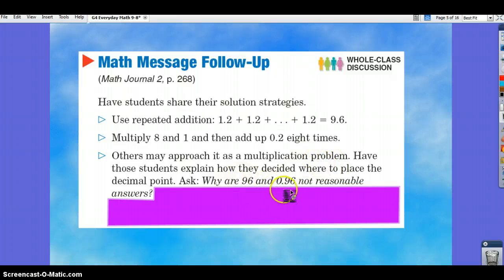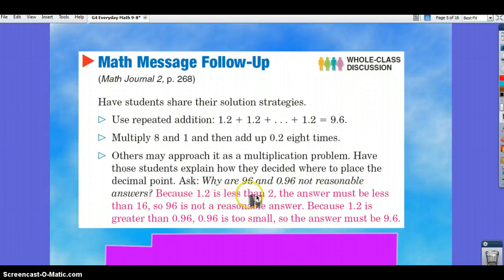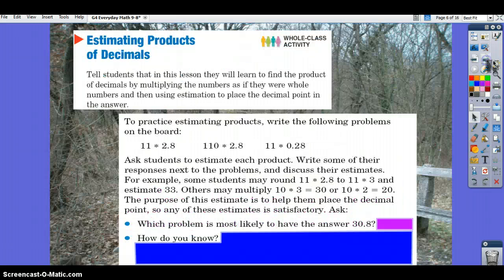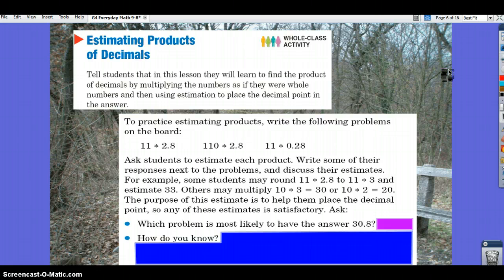And again, why are 96 and 0.96 not reasonable answers? Because 1.2 is less than the number 2, so the answer must be less than 16. So 96 is not a reasonable answer. And because 1.2 is greater than 1, 0.96 is too small, so the answer must be the 9.6 as I showed you on the other page. In this lesson, you're going to learn to find the product, the answer, of decimals by multiplying the numbers as if they were whole numbers and then using estimation to place the decimal point in the answer.